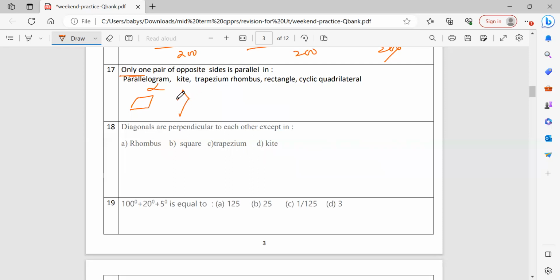It is like this, isn't it? There is no pair which is parallel. So kite is also ruled out. In trapezium, yes. In trapezium, only one pair of opposite sides are parallel. So the answer should be trapezium.